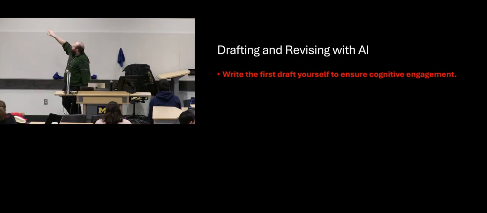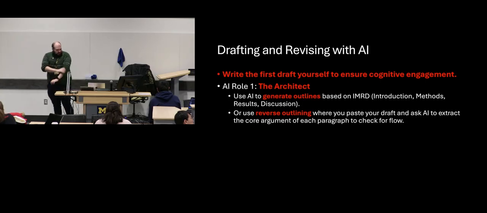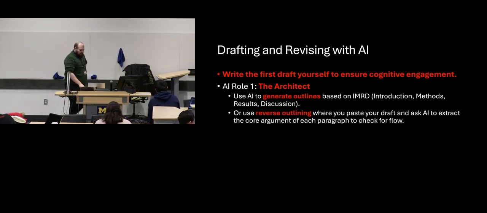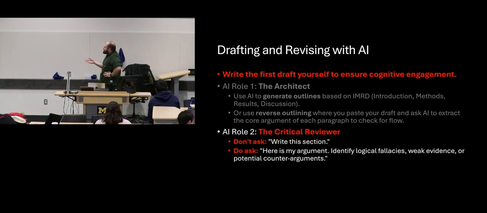Anyway, so drafting and revising with AI: write the first draft yourself and ensure cognitive engagement. And I see 2 ways that you could use AI very effectively, in my own experience. I'm not trying to say this is exhaustive, especially if it's only 2. So you can use AI to help you generate outlines, or one thing that's really fun is trying a reverse outline, where you give it a piece of text and then ask it to structure your argument and see if your argument is cohesive based off of what you put in. That leads really nicely into this critical reviewer idea. Don't ask it to write this section, but say, here's my argument. What problems do you see with it? What are the counter arguments? So you can use it as a critic or a reviewer.